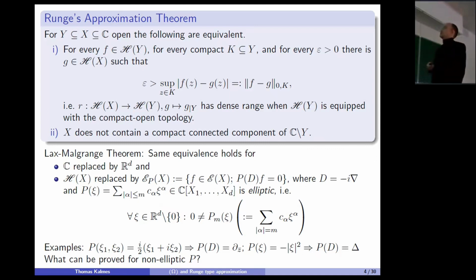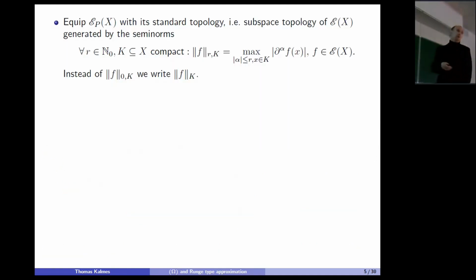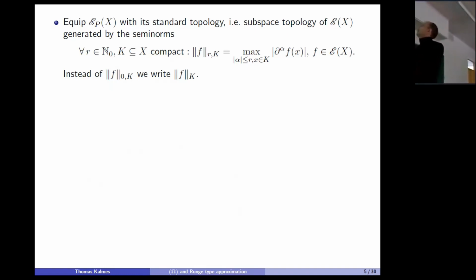And before we attack this question, let's introduce some notation. Most of you are most probably familiar with this. So we equip the space of smooth functions with its standard locally convex topology, which is generated by the seminorms indexed by a non-negative integer a and a compact subset K of X. You take the supremum norm of all partial derivatives up to order a on this set K, and this subspace, the kernel of P, is of course equipped with the subspace topology. And in case we do not consider any partial derivatives, only the function itself, we simply write the norm with index K instead of a and K.